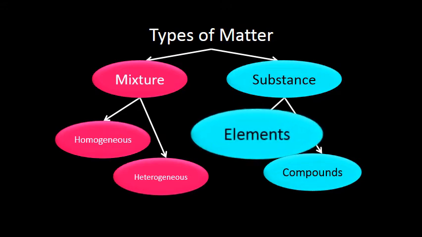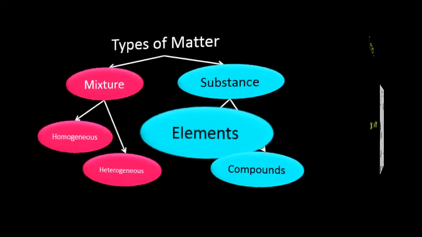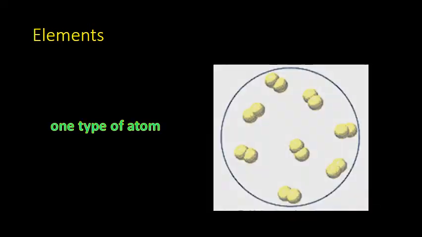So let's look exactly at what an element is. An element is only made up of one type of atom. So here's a picture of a single atom buzzing around. It's an element. This is an element because even though these two guys are bonded together, they're exactly the same. So it's an element.